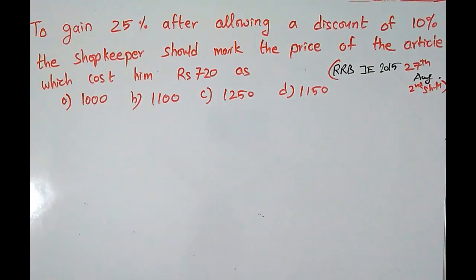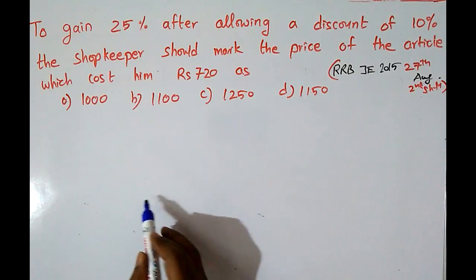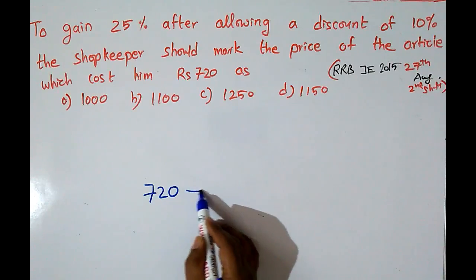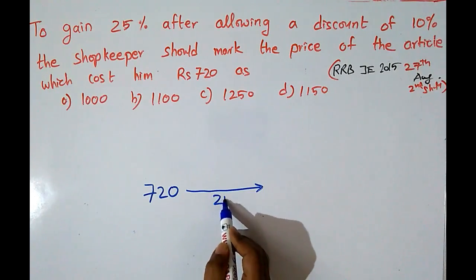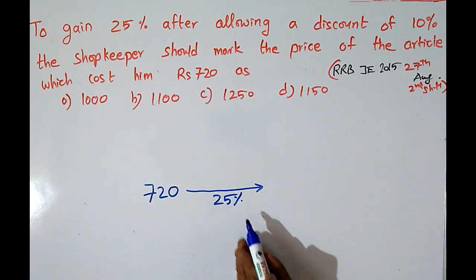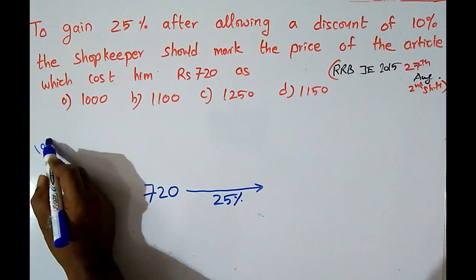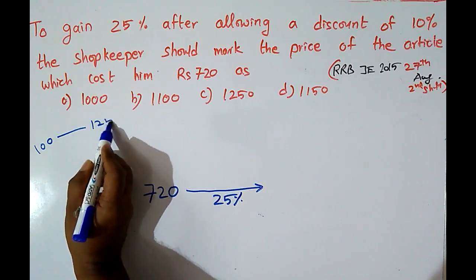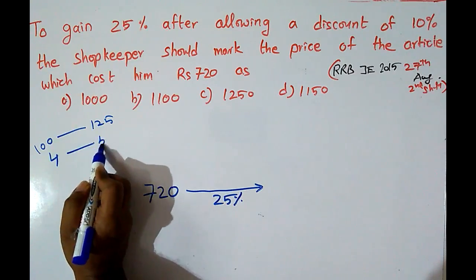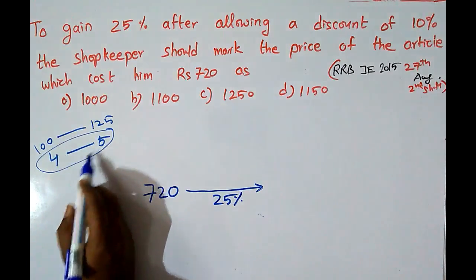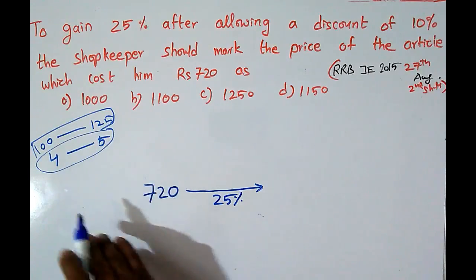To gain 25% after allowing a discount of 10%, the shopkeeper should mark the price of the article, which costs him 720 rupees. Here friends, it costs the shopkeeper 720 rupees. He has fixed that he has to get 25% profit. As usual, friends, if you want to get 25% profit, they will take 100 to 125, but I will take it as 4 to 5 for my easy calculations. In the future I will use these kinds of parts for easy multiplication.